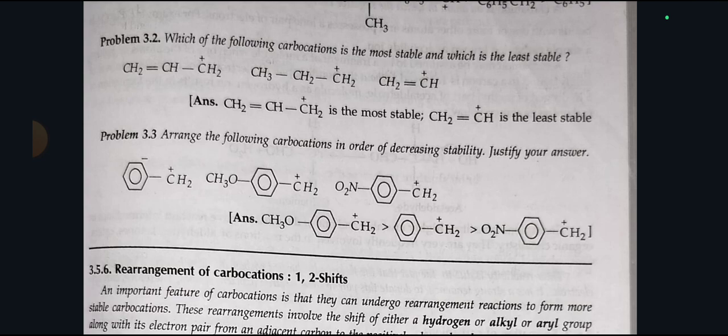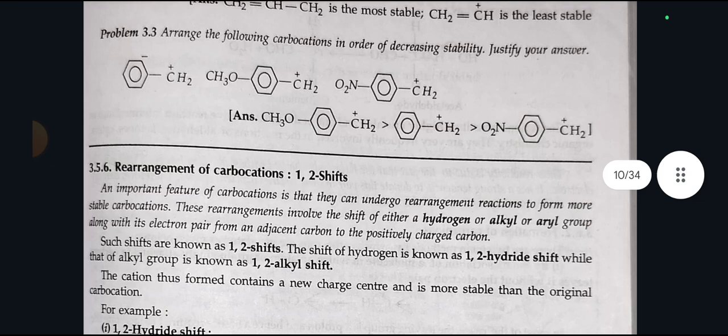Problem 3.2. Which of the following carbocations is the most stable and which is the least stable? CH2=CH-CH2+, CH3CH2CH2+, CH2=CH+. Answer: CH2=CH-CH2+ is the most stable. CH2=CH+ is the least stable.